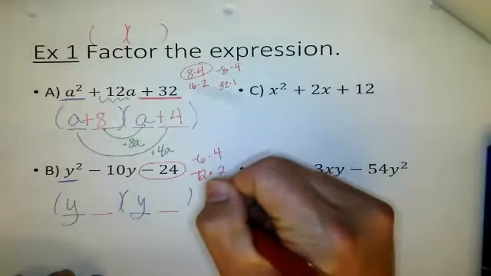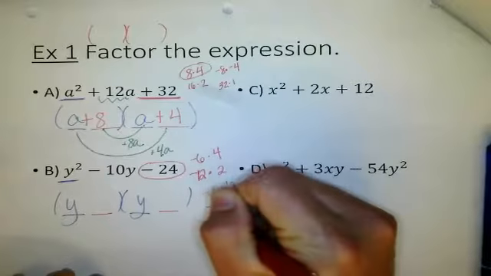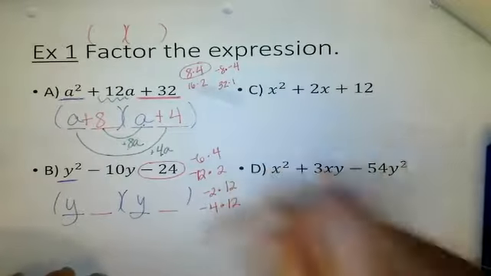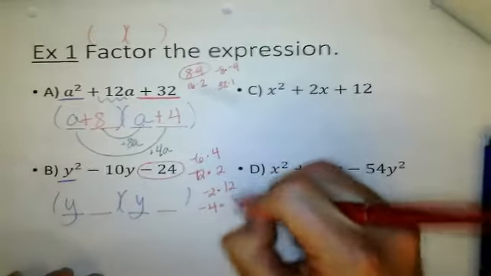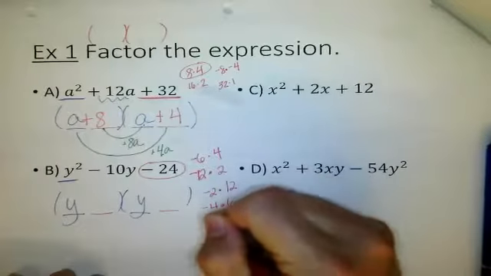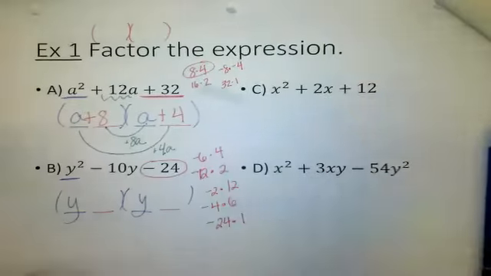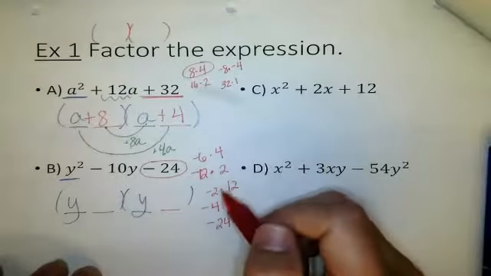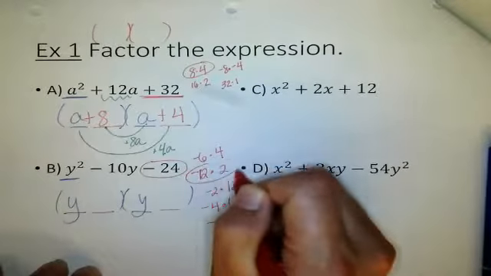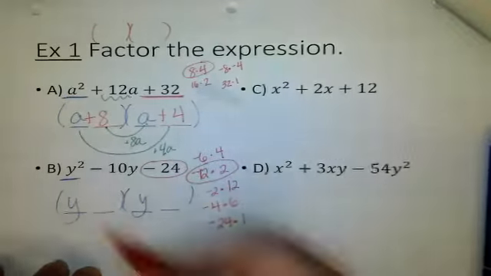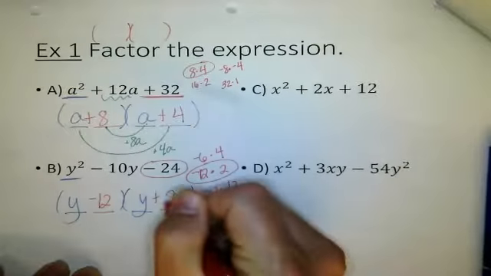On those, like negative 2 times a positive 12 or negative 4 times a positive 6. Yeah, negative 24 times 1 is an option. Lots of options, right? Which one do we want? Negative 12 and the positive 2. Why do we want the negative 12 and the positive 2?